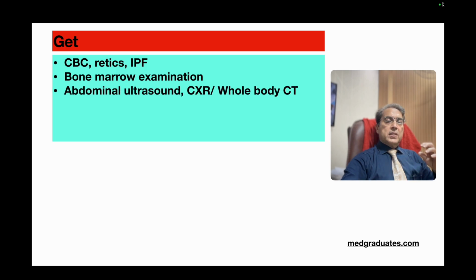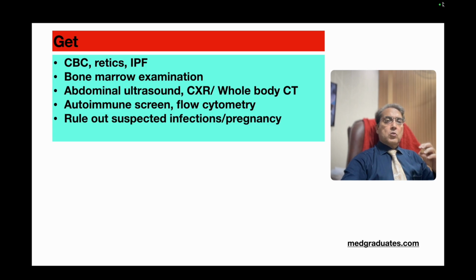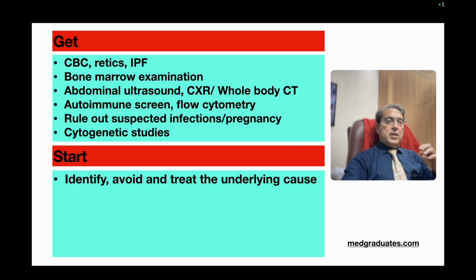Abdominal ultrasound, chest X-ray, and CT scan to rule out other conditions which may be causing bone marrow replacement, autoimmune screen, flow cytometry and FLAER testing for PNH, rule out suspected infections and pregnancy, and go for a chromosomal study if there are abnormal chromosomes or fragile chromosomes which can result in aplastic anemia. Identify, avoid, and treat the underlying cause. So start the treatment: identify and avoid the underlying cause and treat if possible.